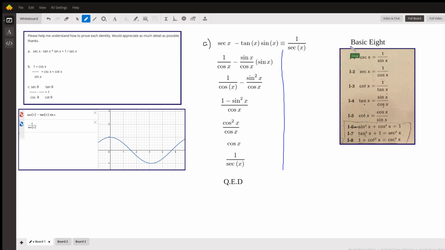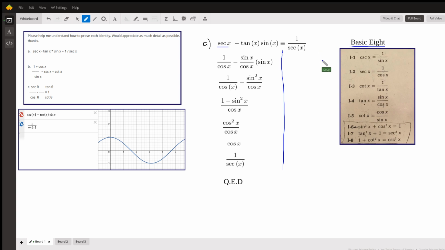Here's the basic 8 trig identities that you're going to be using for these problems. And by the way, here's proof on Desmos that the left side is equal to the right side, because if you graph both of these, you get the same curve, which is really just the cosine of x. So let's punt by changing secant to 1 over cosine, which is from identity 2.